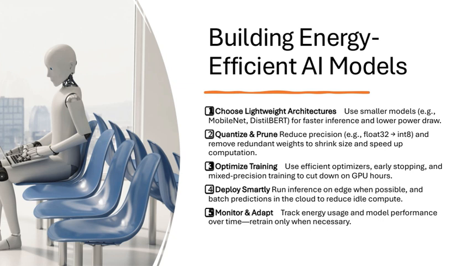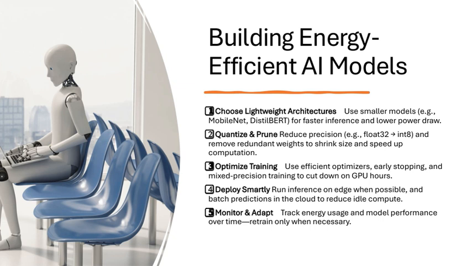By reducing the precision of calculations, like moving from float32 to int8, we shrink the model size. Pruning removes redundant weights, which not only cuts down on storage but also speeds up computation. Optimizing training processes also plays a key role.